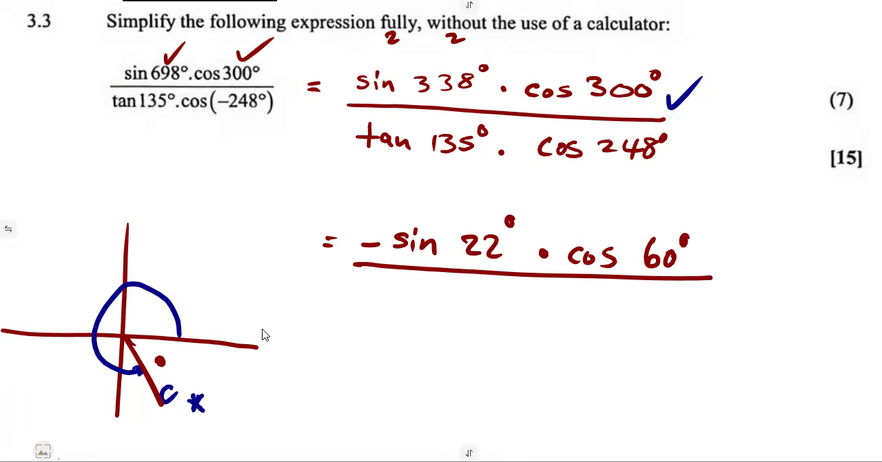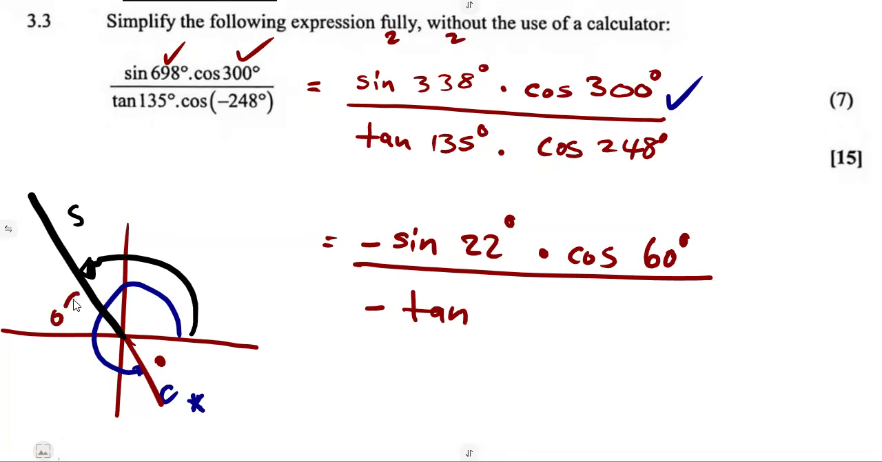You do the same thing with tan 135, which is in the second quadrant. This is the quadrant for sine, so tan is a negative there. So it will be negative tan of the acute angle. How do you find the acute angle in the second quadrant? It will be 180 minus 135, so negative tan 45 degrees.